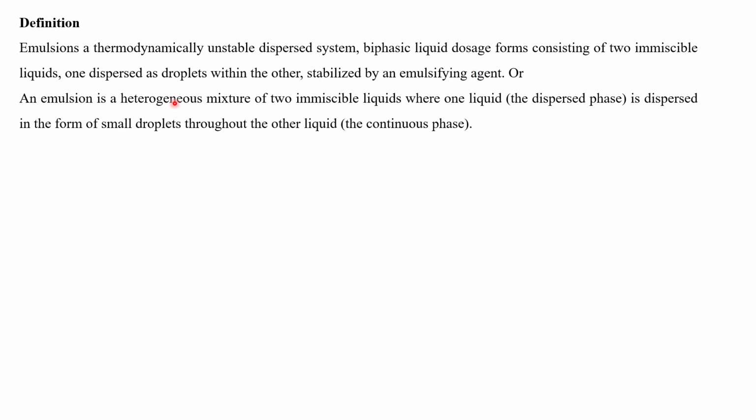Since the two different phases are there, we can say emulsions are a heterogeneous mixture of two immiscible liquids. One liquid is called the dispersed phase, which is dispersed in the form of small droplets, and the other liquid is called the continuous phase.